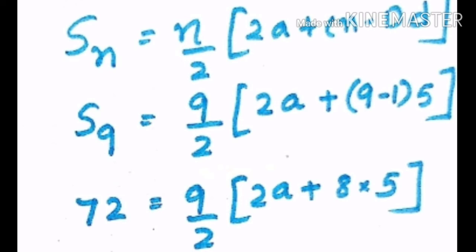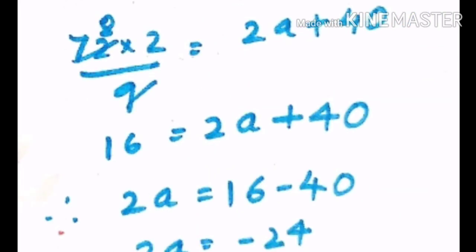Now what can we do? We can remove this 9 by 2 which is with the bracket to the right-hand side. How? By cross multiplying, we take 72 into 2 and in the denominator 9. So 72 into 2 upon 9 is equal to 2a plus 40. 9 8s are 72, so 8 2s are 16 on the left side is equal to 2a plus 40. Now 16 minus 40 is equal to 2a. So 2a is equal to minus 24 and ultimately we get our A value as minus 12.